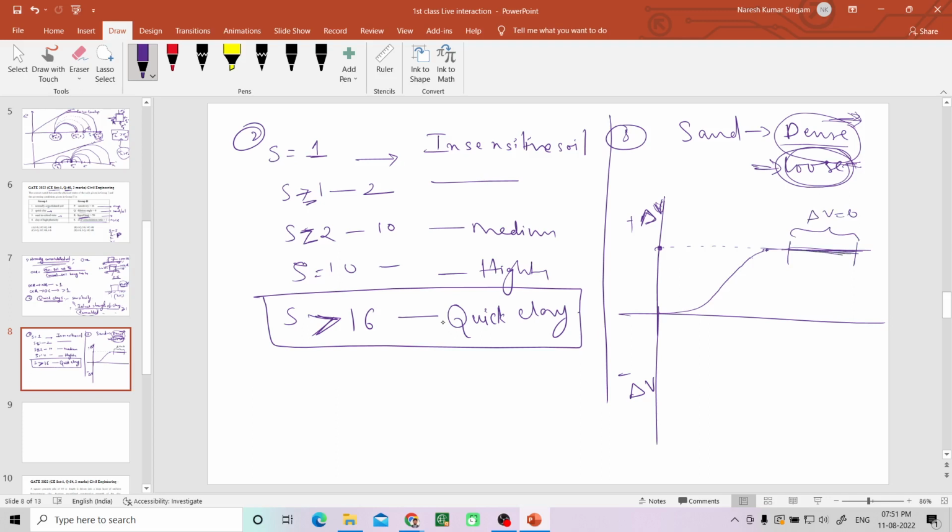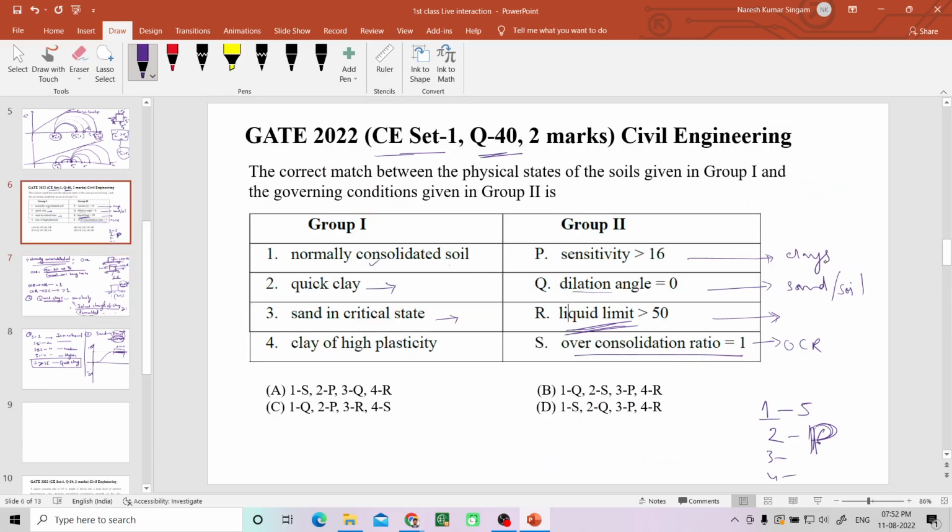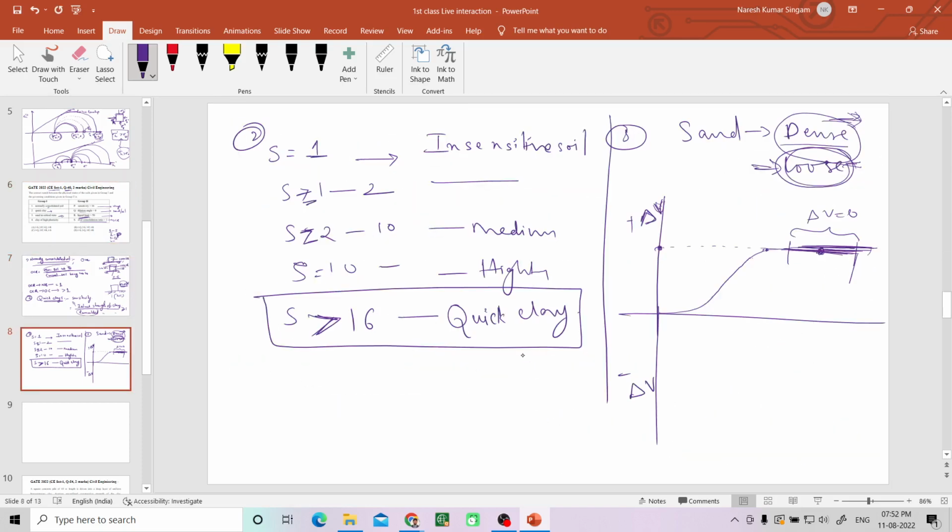If you take any point on this, this critical state means what? It is at failure. So if you take any point and draw a tangent, the dilation angle is 0. So that's how you can take it, dilation angle is 0, 3 equals Q. Then clay of high plasticity.